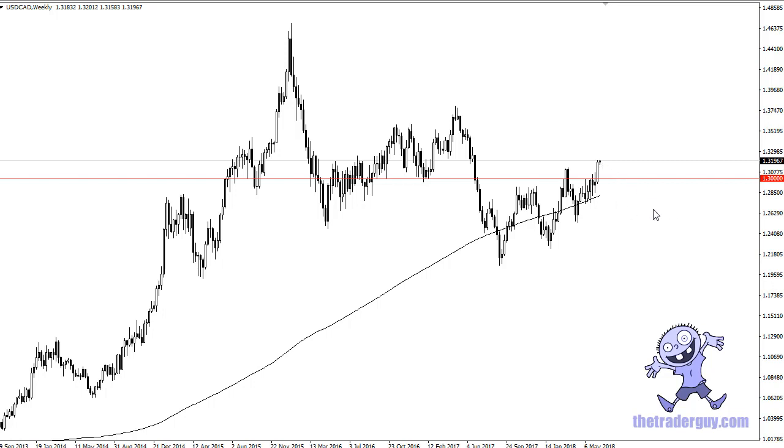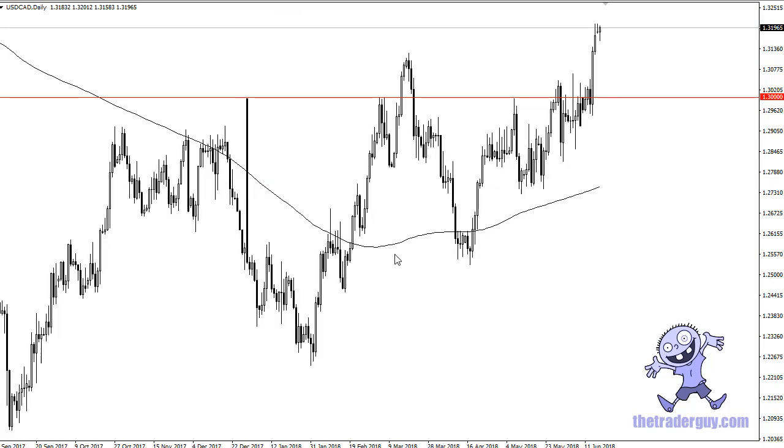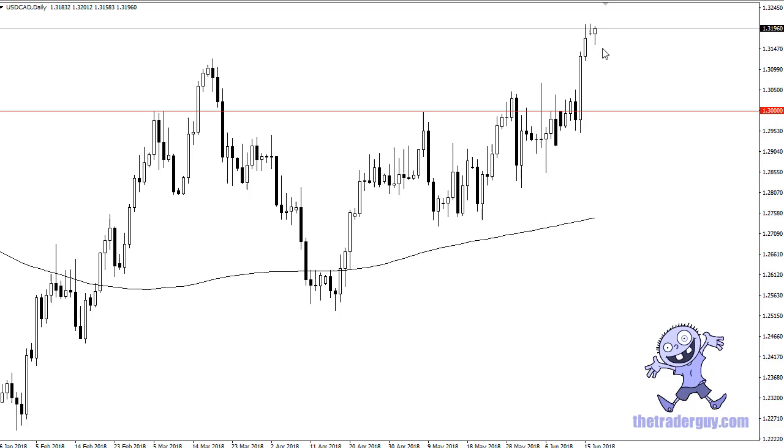You can see that we clearly are starting out the week very positive. This is continued momentum. This is the 200 moving average on the weekly chart. I actually have it for the daily chart. You can see that we have broken above it. We've come back to test it, and now we are clearly trying to build up momentum to the upside.